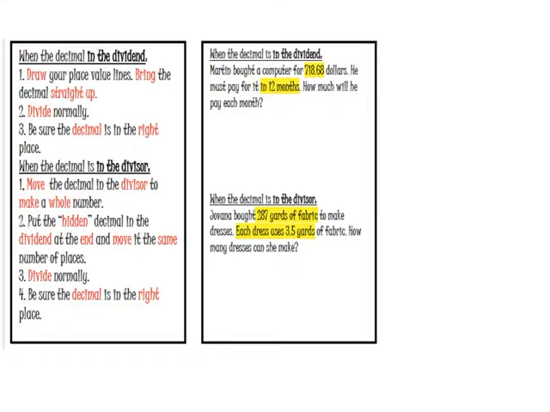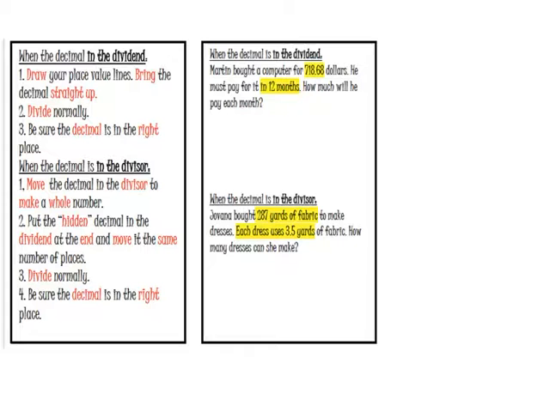This is part 2 of your dividing decimals notes. All right, so we talked about dividing decimals when the decimal is in the dividend and the divisor. Now we're going to talk about when it's just in the dividend, the number that you're dividing into.